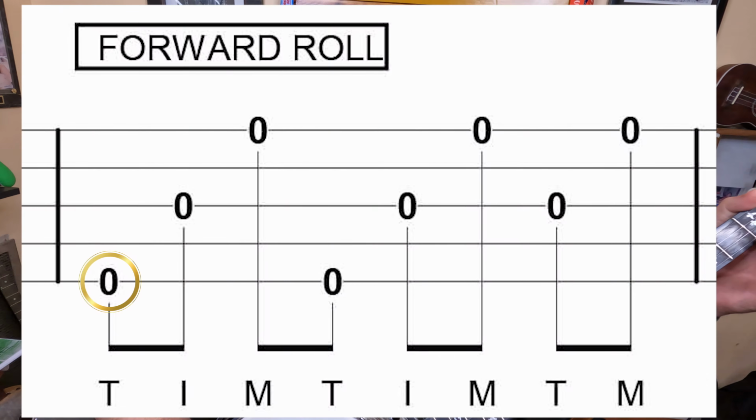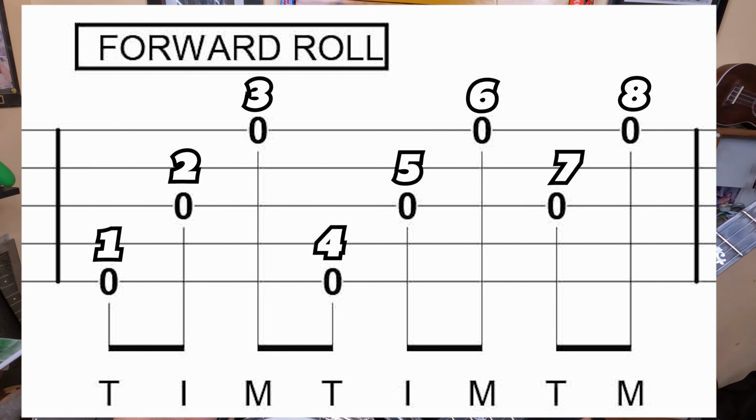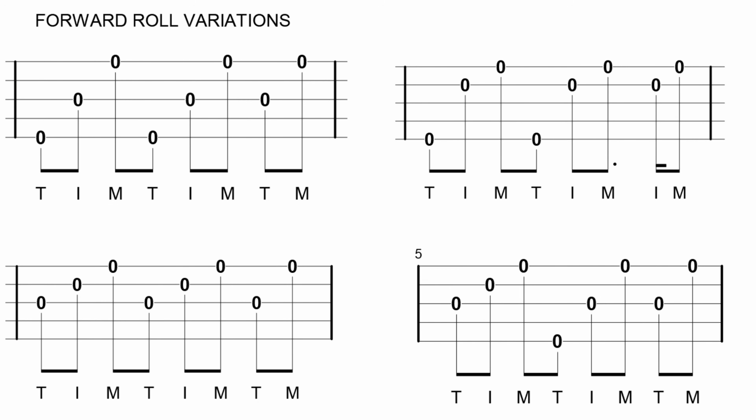Now, let's begin by taking a look at the standard forward roll. Notice that there are 8 eighth notes in this roll. For your right hand, a forward roll follows the T, I, M, T, I, M, T, M pattern. And here are some variations of the forward roll that usually keep up with the right hand pattern.